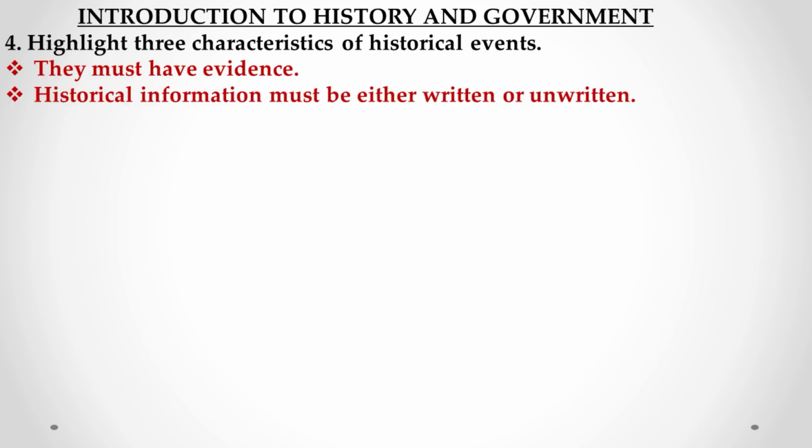Question 4. Highlight three characteristics of historical events. Among the characteristics of historical events is that they must have evidence. Another characteristic is historical information must be either written or unwritten. Another characteristic, historical events only concern man. That's why man is part of the keyword when defining history.